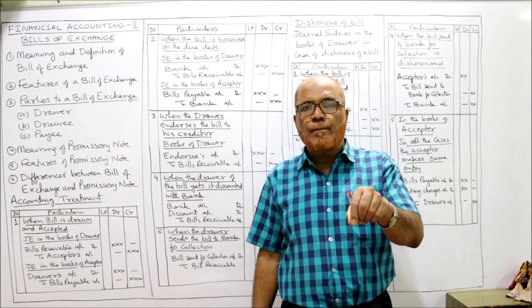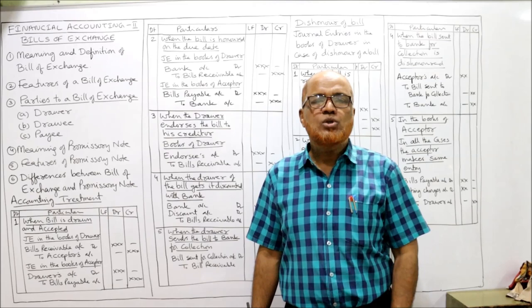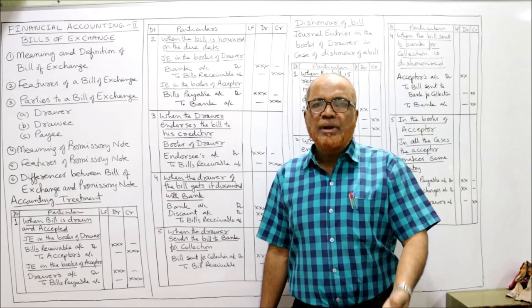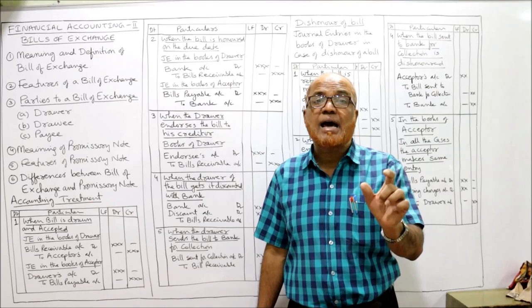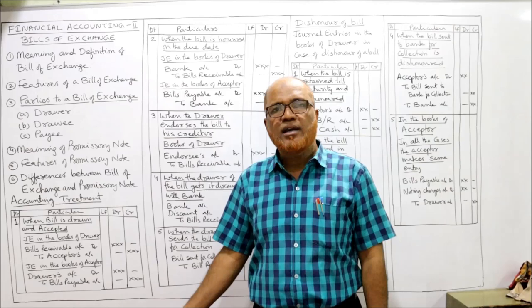Whereas in case of promissory note, no acceptance is required. It is prepared by buyer only. So no acceptance is required. Next difference, in a bill of exchange, it must be stamped. Bill of exchange does not require stamping. Whereas promissory note must be stamped. Must be stamped. So these are the differences between bill of exchange and promissory note.